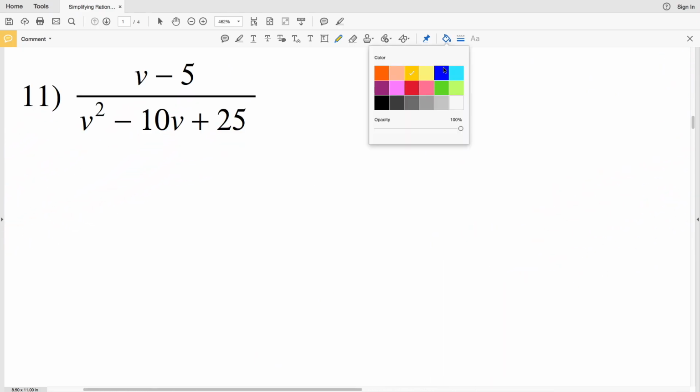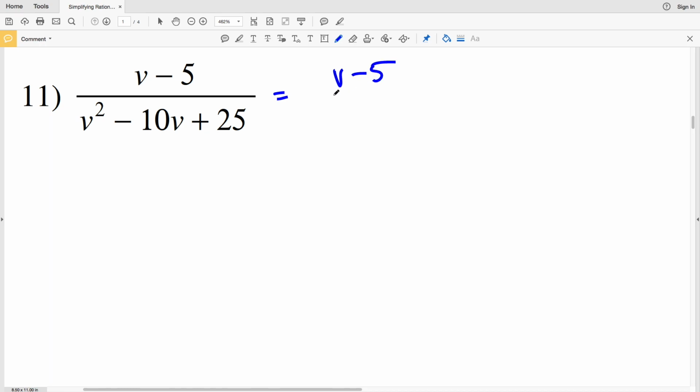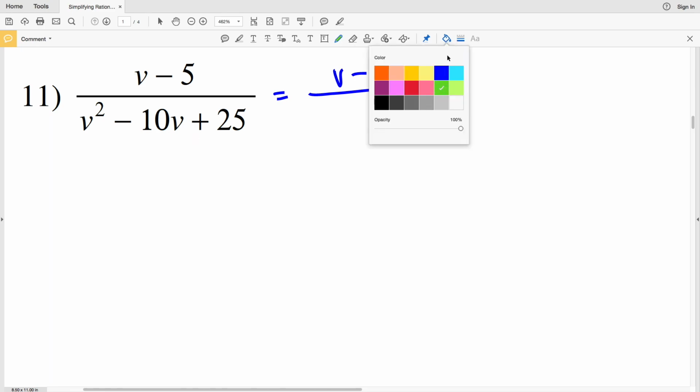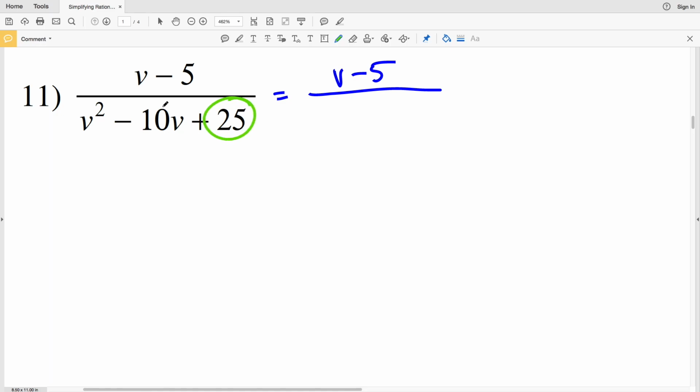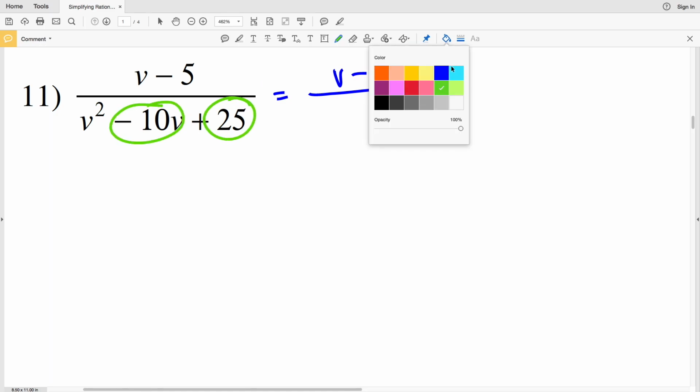Now in number 11, our numerator cannot be simplified, so we'll leave this as v minus 5. However, our denominator is a quadratic, so we're going to be able to factor. And in order to do that, we need to see what two numbers multiply to give us 25 and add to give us a negative 10.